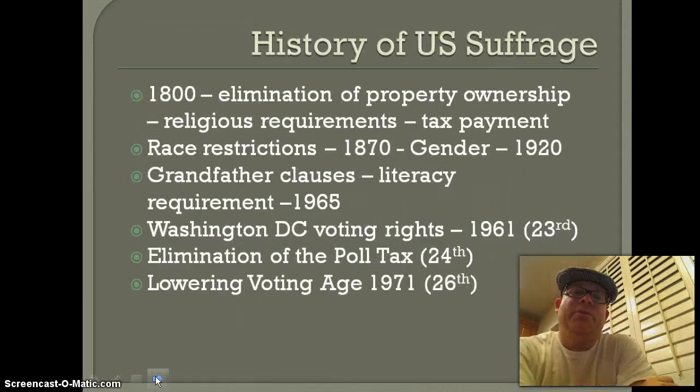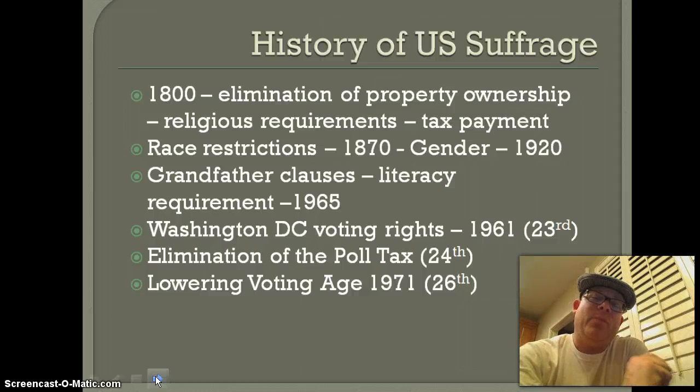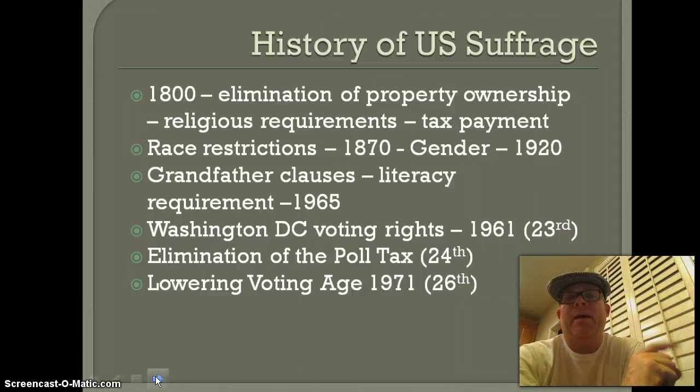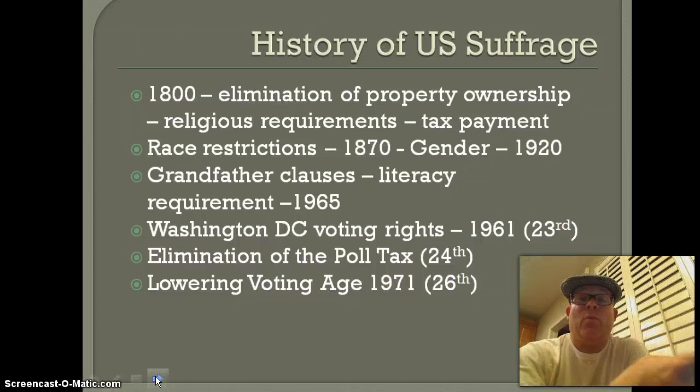All right, so quick history of U.S. suffrage and U.S. voting. In 1800, we began to eliminate property ownership as one of the necessary requirements to actually have a vote. So we're talking about white males. Some states had religious requirements. Some states had tax payment requirements. Almost all of the states had some type of property ownership requirement.